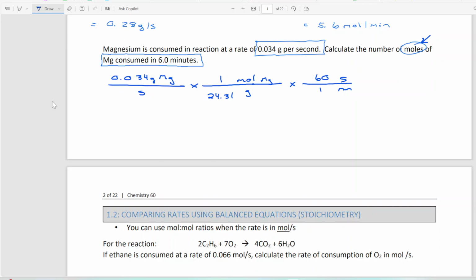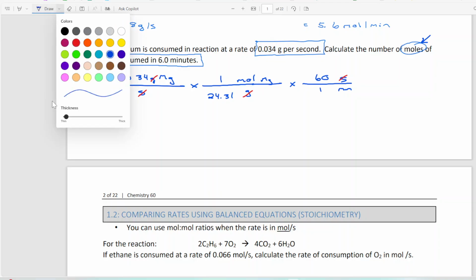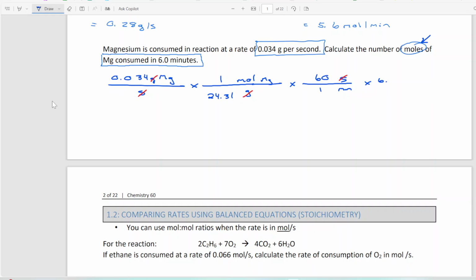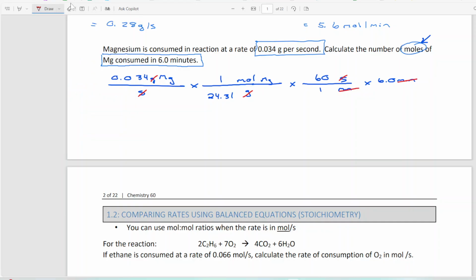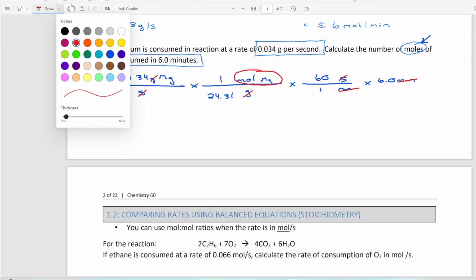So right now, if we look at the dimensions, what am I in? Okay, I've gone from grams to moles. I've gone from seconds to minute. So now I know that this is my rate of magnesium consumed in moles per minute. So then the last thing I'm going to do is just multiply this by the 6 minutes. And then I know that I've converted just to moles. So the only thing left is going to be moles of magnesium. So I'm going to plug this into my calculator.